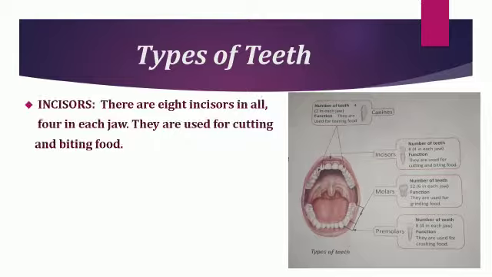Now, first of all, incisors. There are 8 incisors in all, 4 in each jaw. They are used for cutting and biting food.